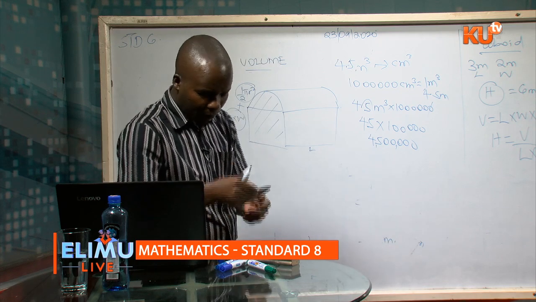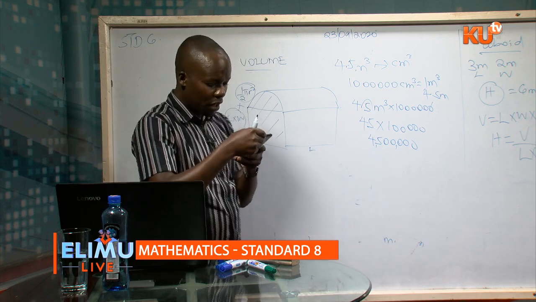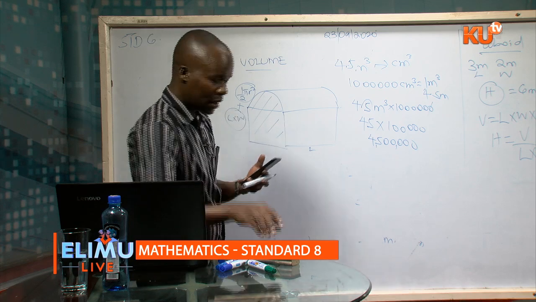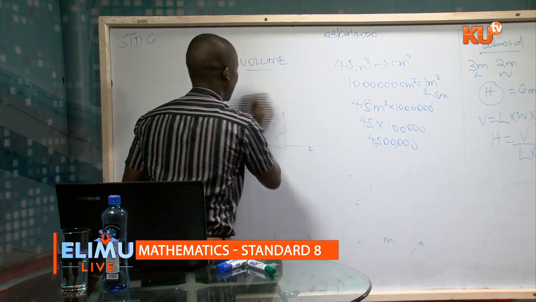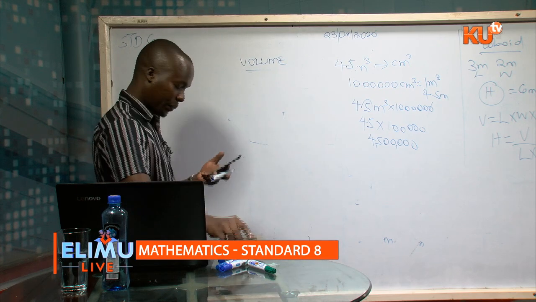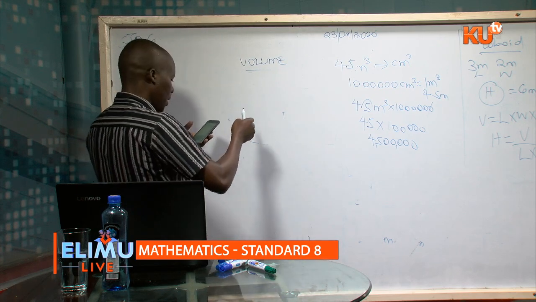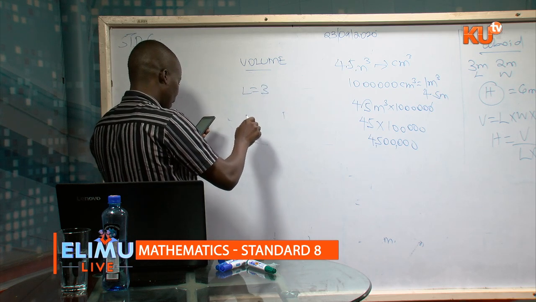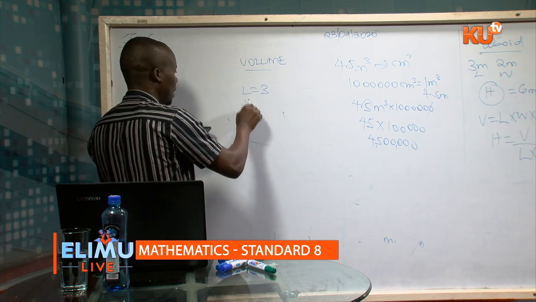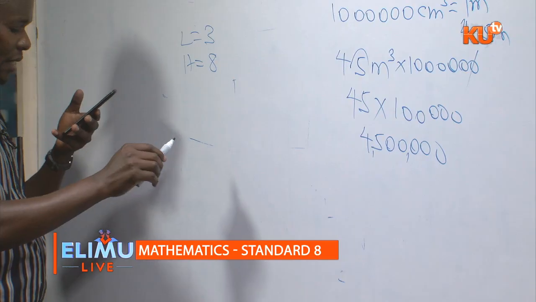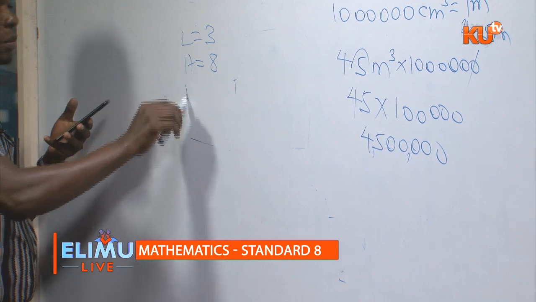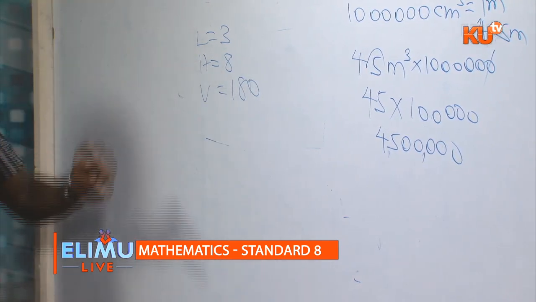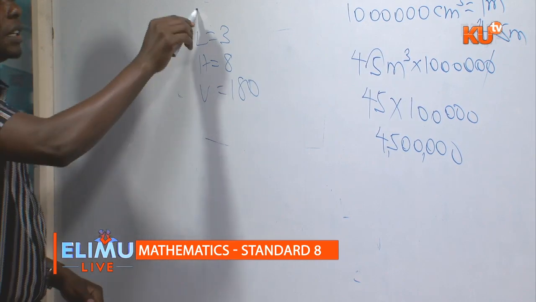Then I hope you answered. Then, hi teacher, I'm Joy. Repeat the example with 3 as length, 8 as height. Okay, good. Repeat the example with 3 as length, 8 as height, and volume as 180. So here we are given length, height, and what's missing?